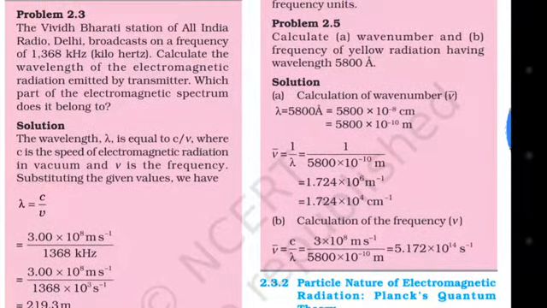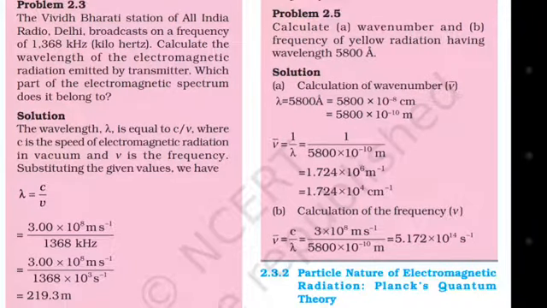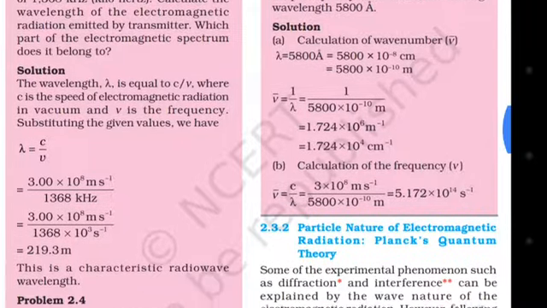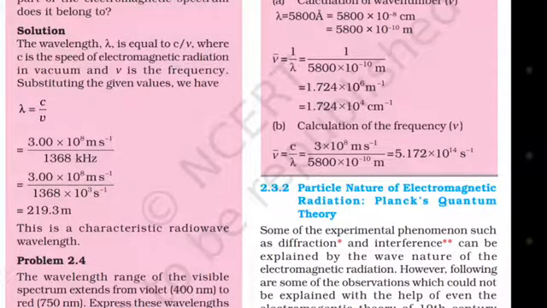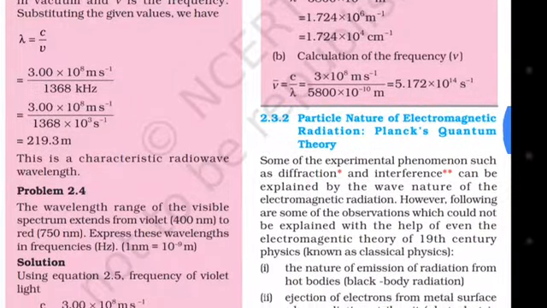Solution. The wavelength lambda is equal to c by nu, where c is the speed of electromagnetic radiation in vacuum and nu is the frequency. Substituting the given values, lambda is equal to c by nu is equal to 3.00 into 10 to the power 8 meter per second by 1368 kilohertz, that is 3.00 into 10 to the power 8 meter per second by 1368 into 10 to the power 3 per second, which is equal to 219.3 meter. This is the characteristic radio wave wavelength.